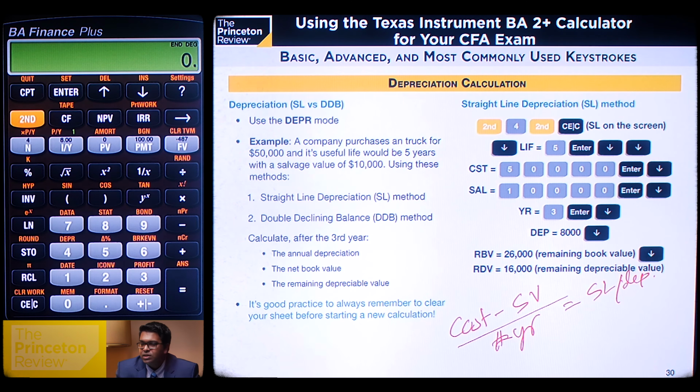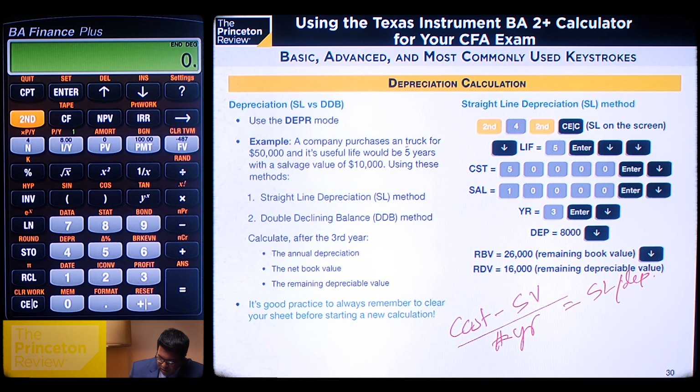Double declining one is a bit complicated, where you have to actually kind of manually do a table. That's why this kind of specific function, let me show you in the calculator. This one, DPR, is very important. Let me do a question quickly for a straight line and double declining, and then you'll see what I mean.